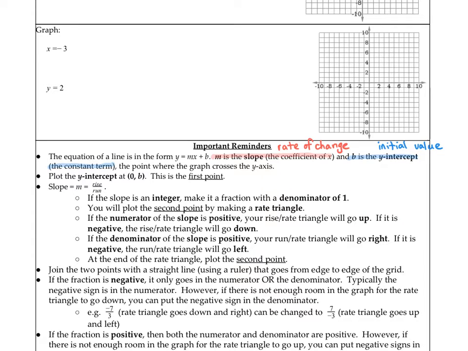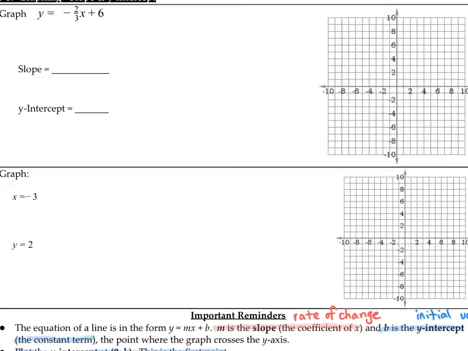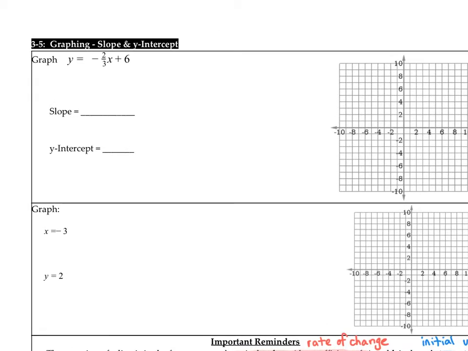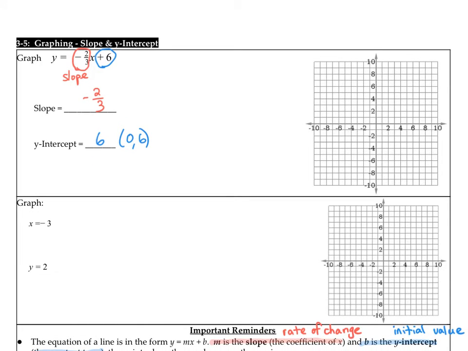Now, the first thing that you're going to do is to plot the y-intercept. That is your first point. So in this here, this is the coefficient of x, so this is the slope. So the slope is -2/3, and the constant term with the sign is the y-intercept, so that is at 0,6. So as I said, your first step is to plot that point at 0,6.